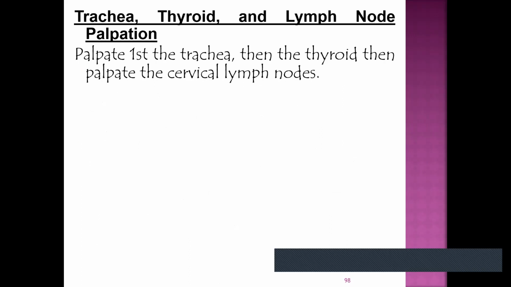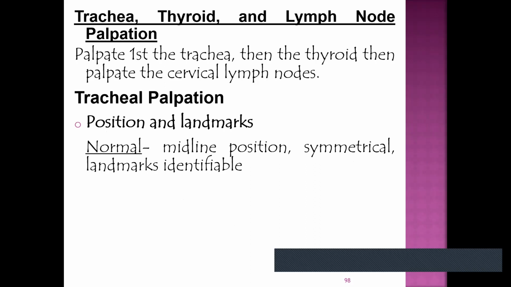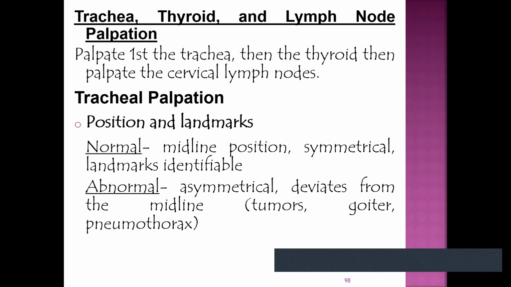In terms of the trachea, thyroid, and lymph node, you first palpate the trachea, then the thyroid, and then the cervical lymph nodes. That is the order in terms of palpation. What is normal is that you find it at the middle position, symmetrical, and there are identifiable landmarks. What is not normal is that it is asymmetrical. It's not symmetrical, so it deviates from the midline. There are tumors, goiters, and pneumothorax.